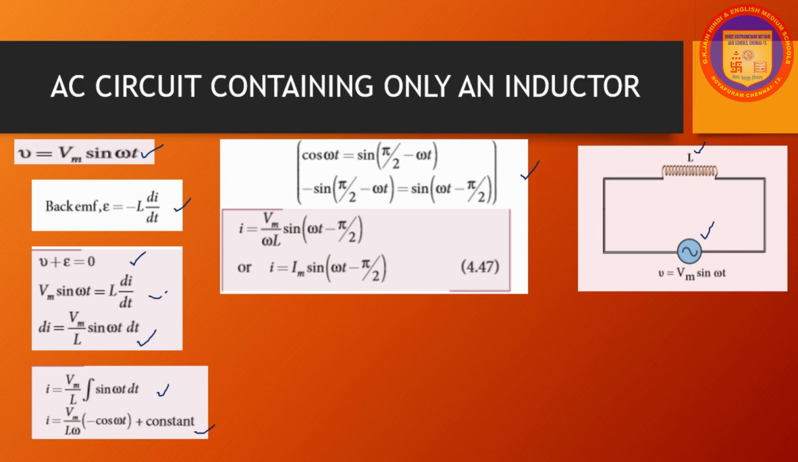I is equal to Im sin(omega t minus pi by 2), where Im is equal to Vm divided by omega L, the peak value of the alternating current in the circuit. It is evident that the current lags behind the applied voltage by pi by 2 in an inductive circuit.